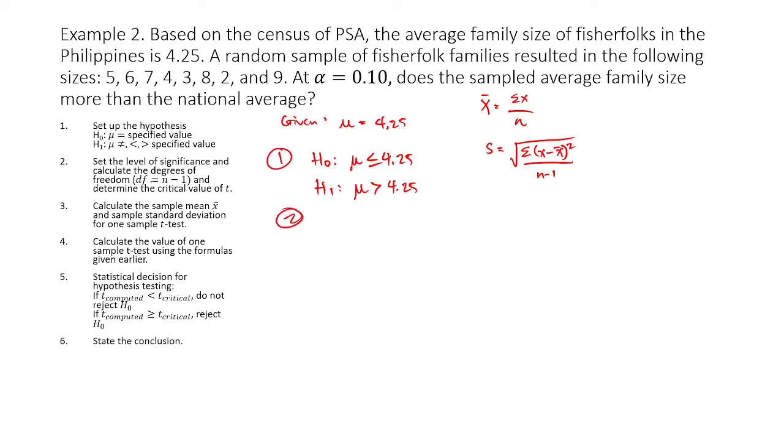So, ito yung step 1 natin. Punta na tayong step 2. We need to set the level of significance. Nandiyan na yan. Ang alpha natin ay 0.10. Ang DF natin, count lang natin yung ating samples. We have 1, 2, 3, 4, 5, 6, 7, 8. Ang n natin ay 8. So, ang DF natin will be 8 minus 1, which is equal to 7. So, we just need to determine our t critical now.